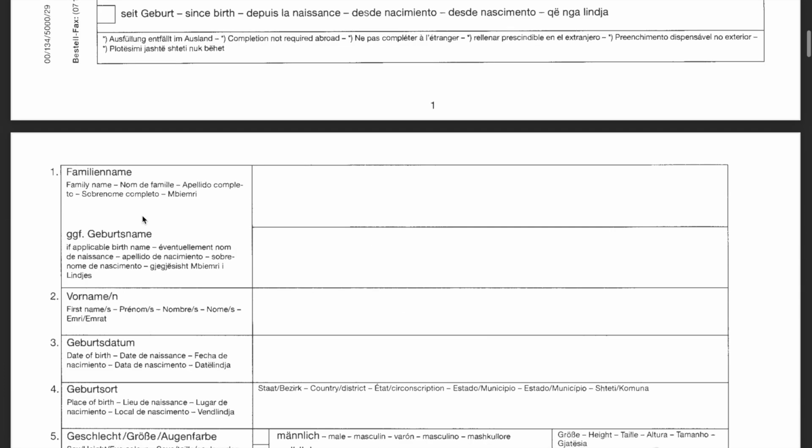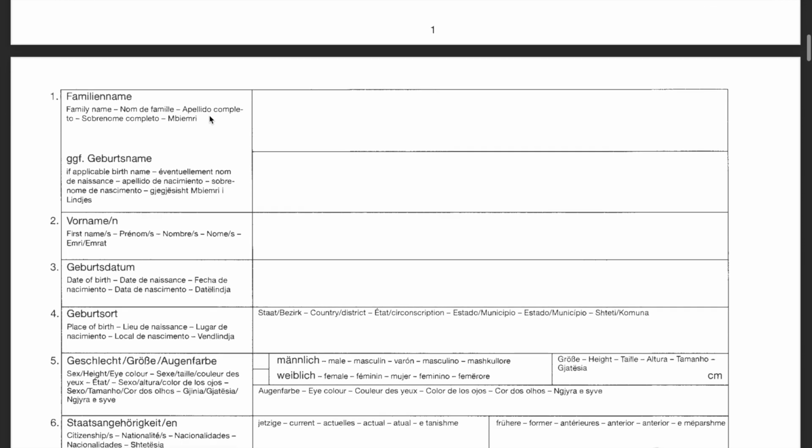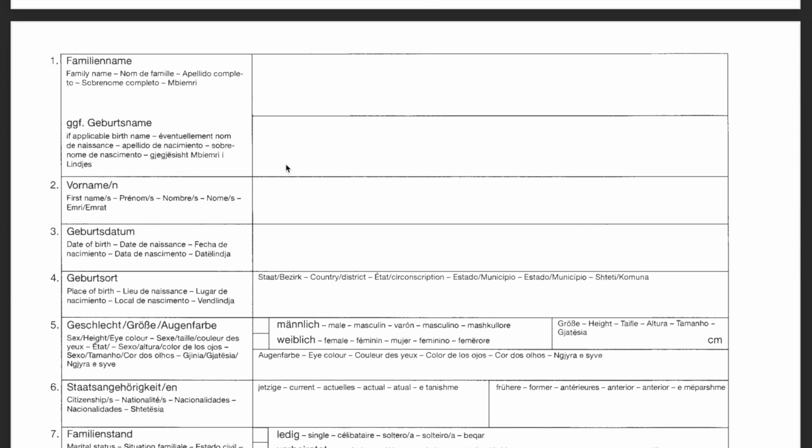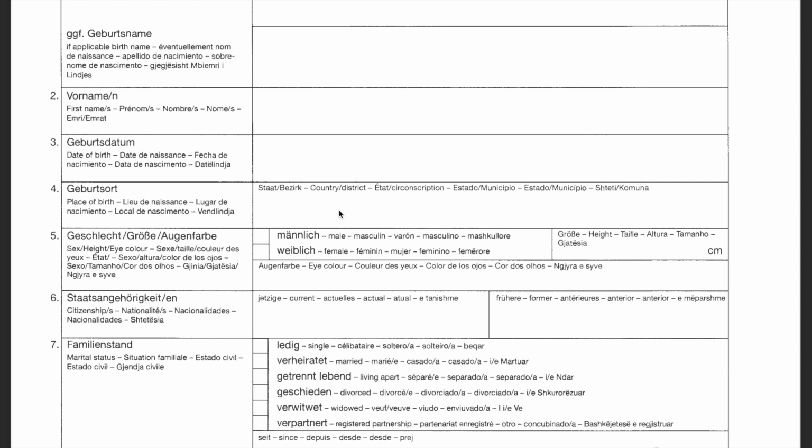Then they are asking for a family name, that is your last name, and then, if applicable, your birth name. This is not mandatory but optional. If you have a different birth name, you can fill it out here. Then comes the first name, your date of birth, and your place of birth. Make sure you fill in the place of birth based on your passport. Whatever is mentioned on your passport, you can write down here.